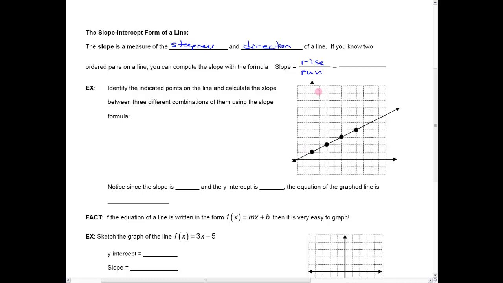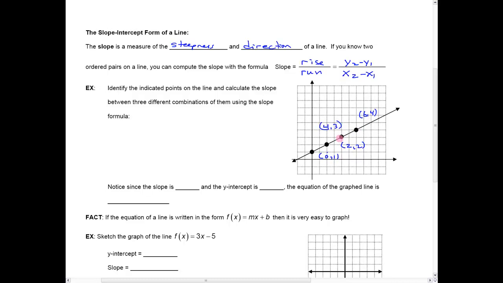Remember, rise means up and down, so you should think y, so it's the difference of y's that go on the top, and the run is horizontal, that's the x-axis, so the x's go on the bottom. Here's an example of a line with some points indicated. There's the ordered pair 0, 1, this would be the ordered pair 2, 2, this one is 4, 3, and this is going to be 6, 4.